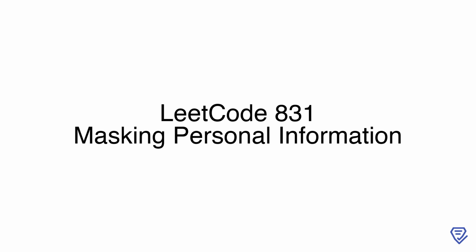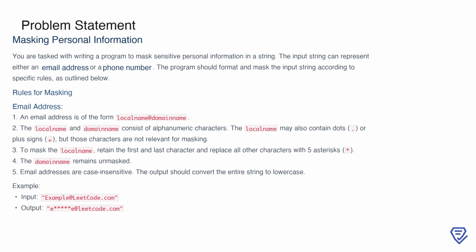Let's dive in. In this problem, we are tasked with creating a program to mask personal information provided as a string. The input could represent either an email address or a phone number, and our job is to format and mask the input based on specific rules. Let's first look at the rules for masking an email address.